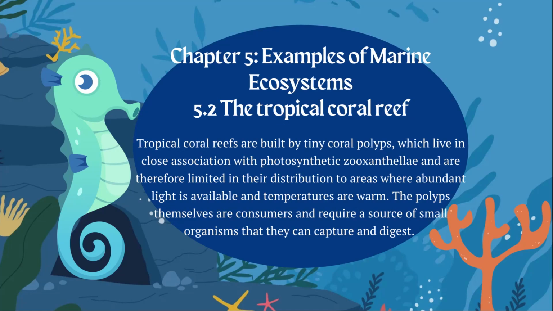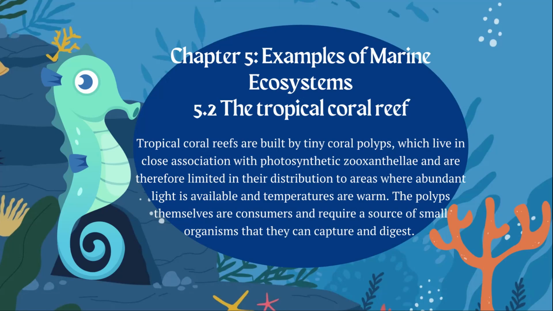So some things we need to know, just the overall overview, is tropical coral reefs are built from tiny coral polyps. Basically, what that means is they create these small colonies and then they grow larger and larger. And they have a mutualistic relationship with photosynthetic zooxanthellae. Therefore, they're limited to where they can actually live because they need sunlight and warm temperatures and, of course, shallow and clear water.